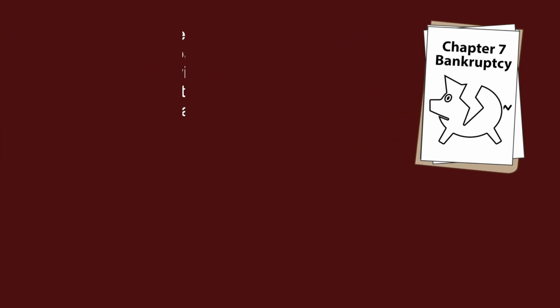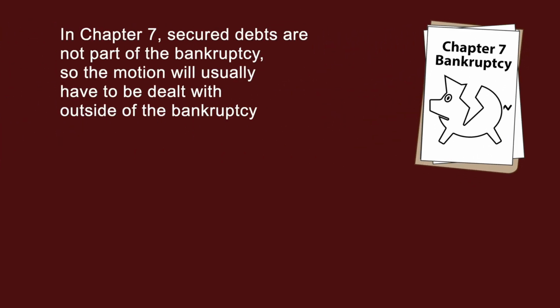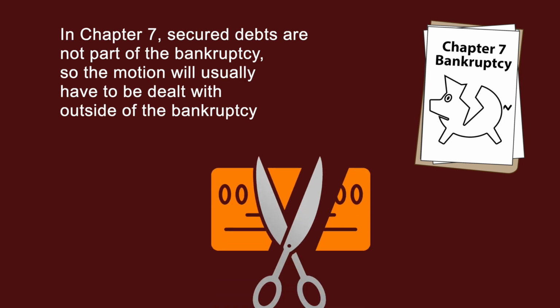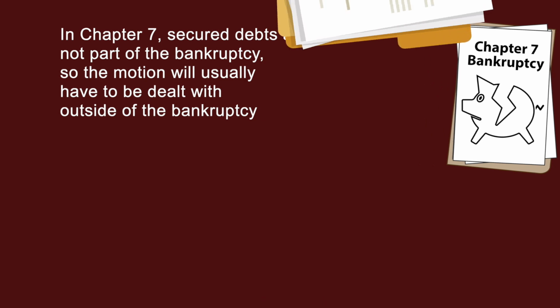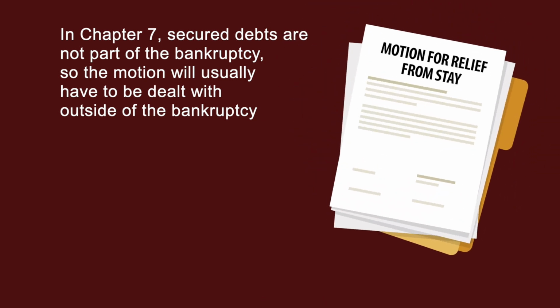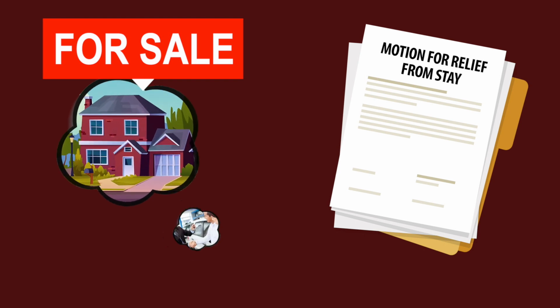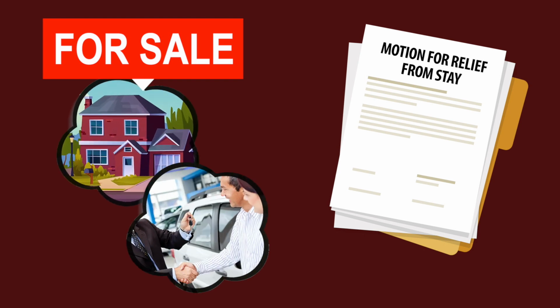In Chapter 7, secured debts are not really part of the bankruptcy. It's a liquidation bankruptcy, which basically means you get a discharge of all of your debts, but you can't reorganize your debts, which means that basically you can't cure pre-petition defaults of secured debts. What this means is if a motion for relief from stay is filed in a Chapter 7, this will have to be dealt with outside of the bankruptcy unless the trustee finds that there's equity in the property, which would result in the sale of the property for the benefit of the creditors.